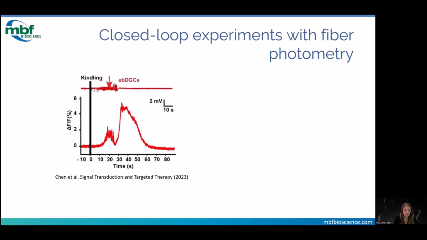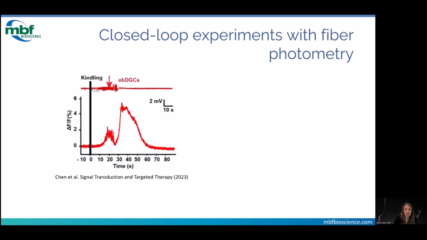So this is an example of activity recorded from a discrete population of granule cells in the dentate gyrus of the hippocampus during seizure. And so in this paper, what they showed was after kindling of a seizure, there's a delay in the signal response, and then they get this really nice upswing followed by this increase in activity.